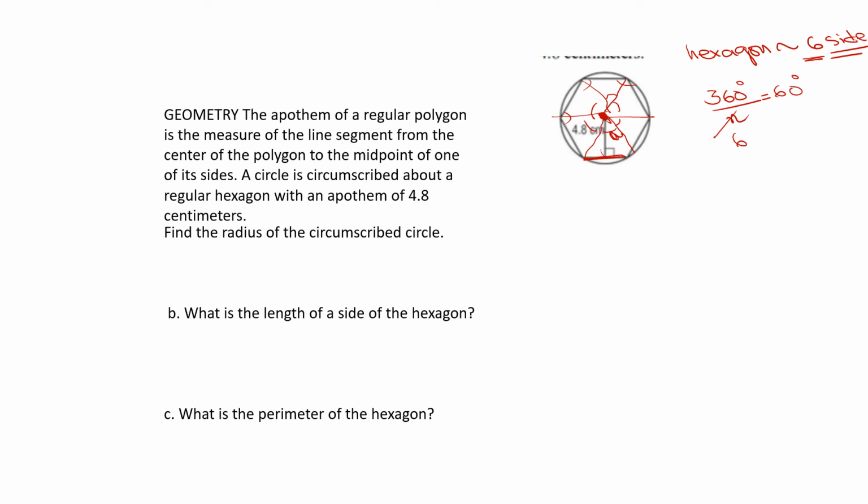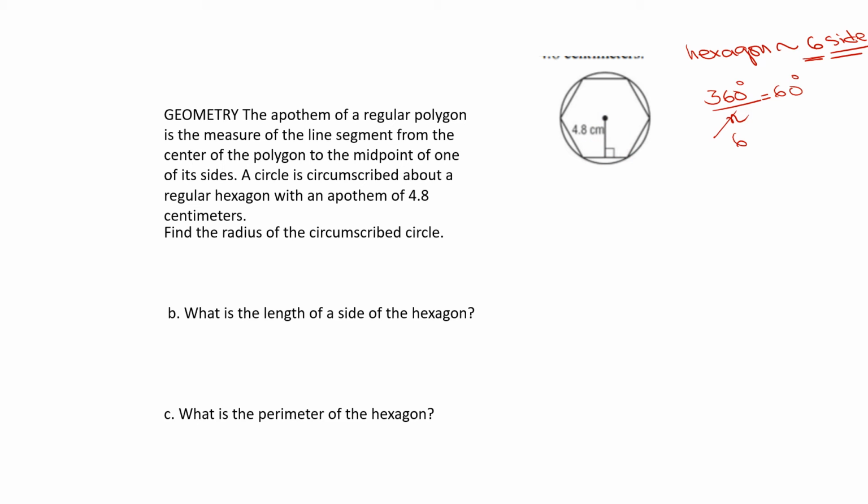Now the next thing is they are saying that the value of the apothem is 4.8. Find the radius of the circumscribed circle. So let's draw this angle over here. We already have determined that if we take only this part of our regular polygon, this angle is 60 degrees, this angle is 60 degrees, and this angle is also 60 degrees. It means that it is an equilateral triangle.